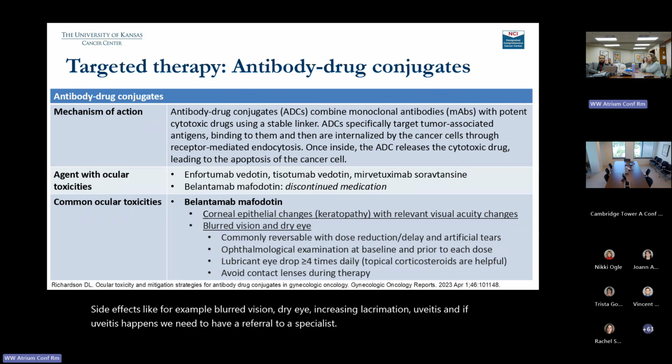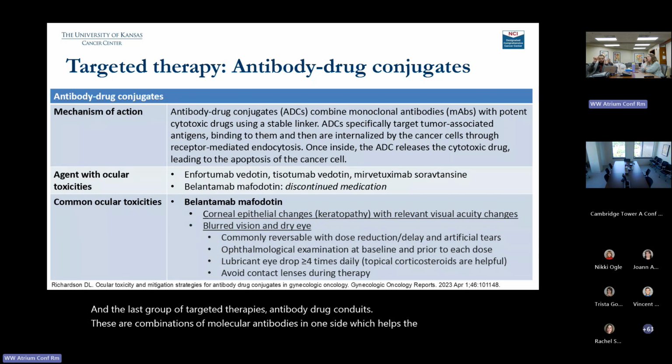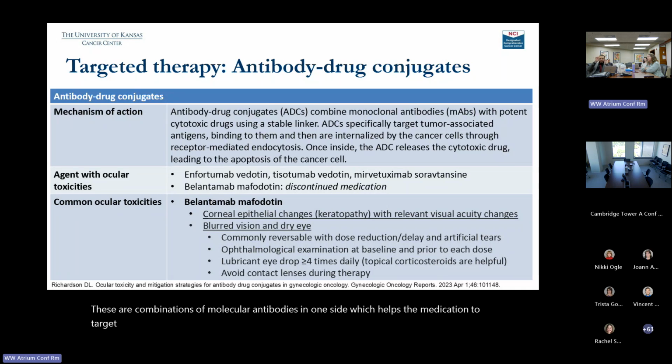And the last group of targeted therapies is antibody drug conjugates. These are a combination of a monoclonal antibody on one side, which helps the medication target the antigen in the tumor, and on the other side, the drug, which can finally lead tumor cells to apoptosis. I want to mention 4 medications here in this class.